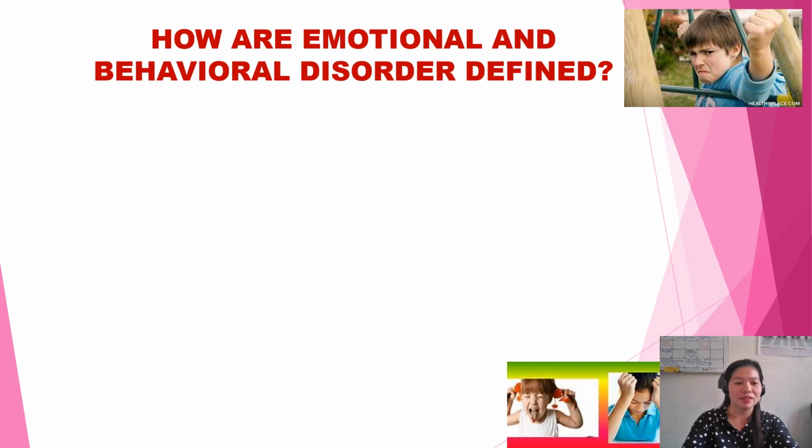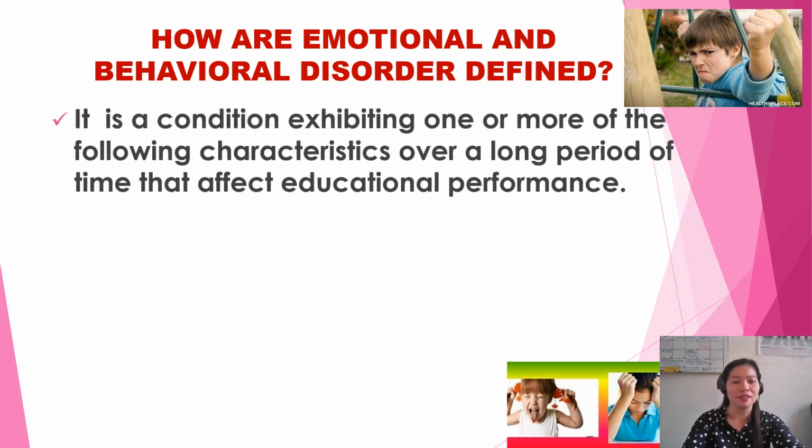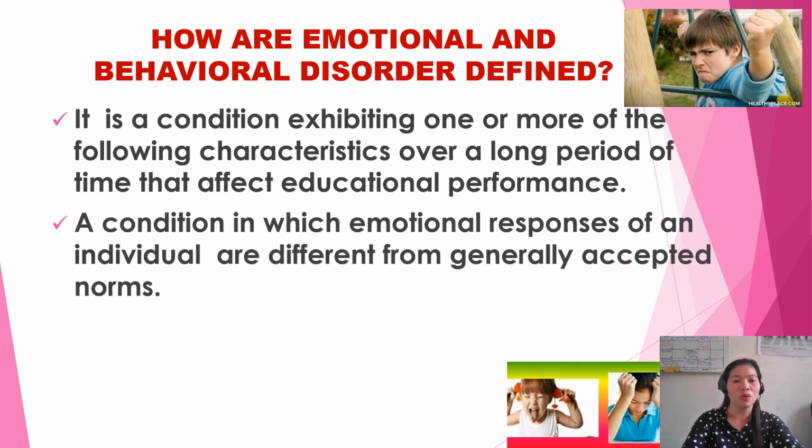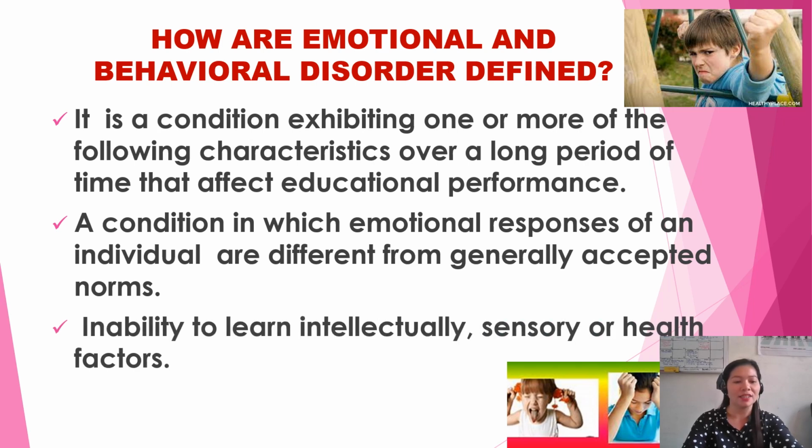Based on several studies, a child with emotional and behavioral disorder will be determined if, first, there is a condition of exhibiting one or more of the following characteristics over a long period of time that affect educational performance. There is also a condition in which emotional responses of an individual are different from generally accepted norms. A child has an inability to learn that cannot be explained by intellectual, sensory, or health factors.